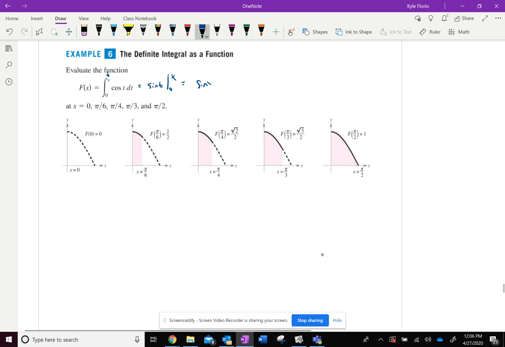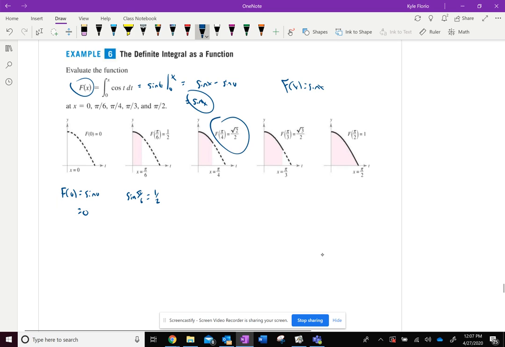So that's going to be sine of x minus sine of 0. And sine of 0 is 0, so this is really just sine of x. So F of x is just sine of x. And so what would F of 0 be? Well, that would be just sine of 0, which equals 0. The area from 0 to 0, of course, if you're not going anywhere, your area is going to be 0. If I wanted the area from 0 to pi over 6, then that's really just going to be sine of pi over 6, which is 1/2.